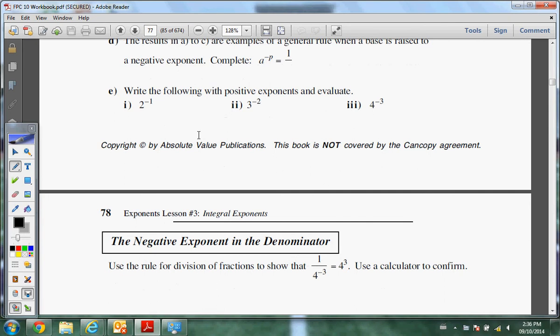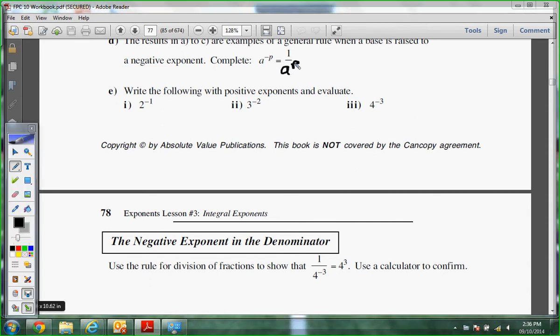Okay, so write the following with positive exponents and evaluate. The results are examples of the general rule: when a base is raised to a negative exponent, you flip it to the bottom. So this will just be a to the p on the bottom. So this makes it 1 over 2 to the 1, which just makes it 1/2, or 0.5 if you were to do a decimal. This one would be 1 over 3 squared, which is 1/9. This one is 1 over 4 cubed, 1 over 64.